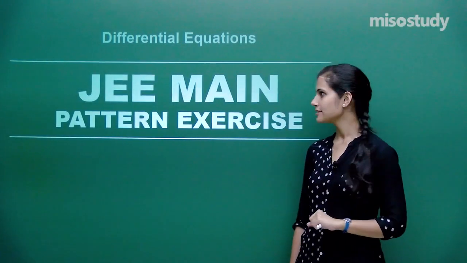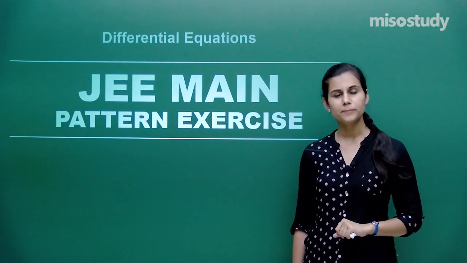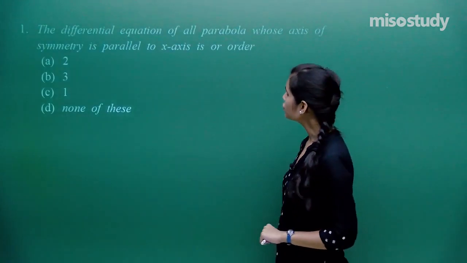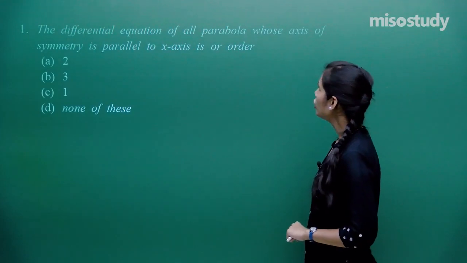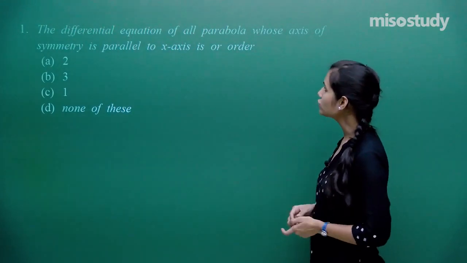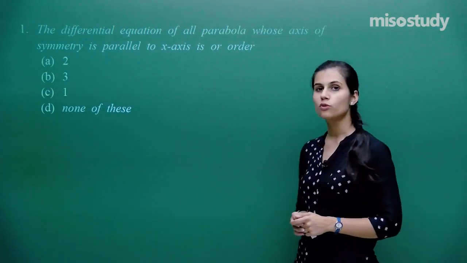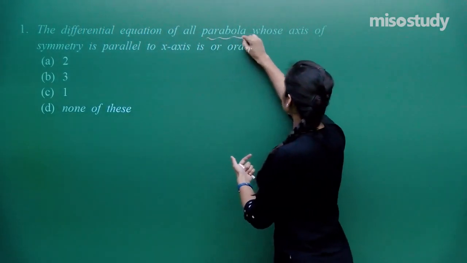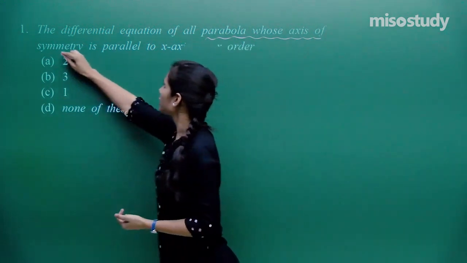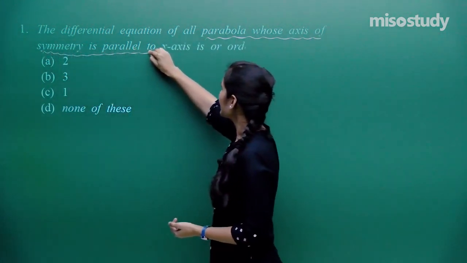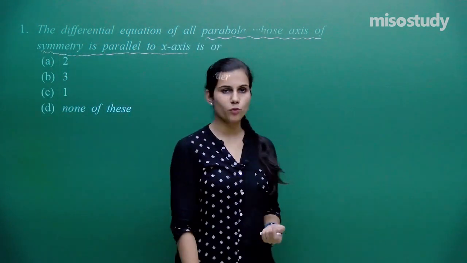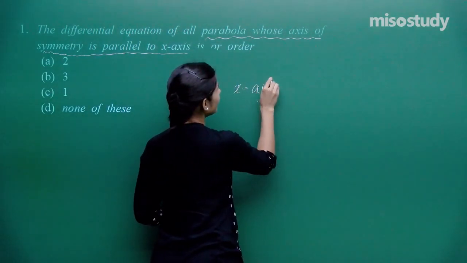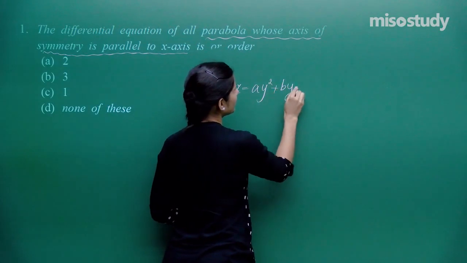Okay guys, so let's discuss the JEE main pattern exercises for the chapter differential equations. The first question is that the differential equation of all parabolas whose axis of symmetry is parallel to x-axis is of order what? So over here you need to understand that parabolas whose axis of symmetry is parallel to x-axis have a general form of what? They are represented in general by x equals ay square plus by plus c.